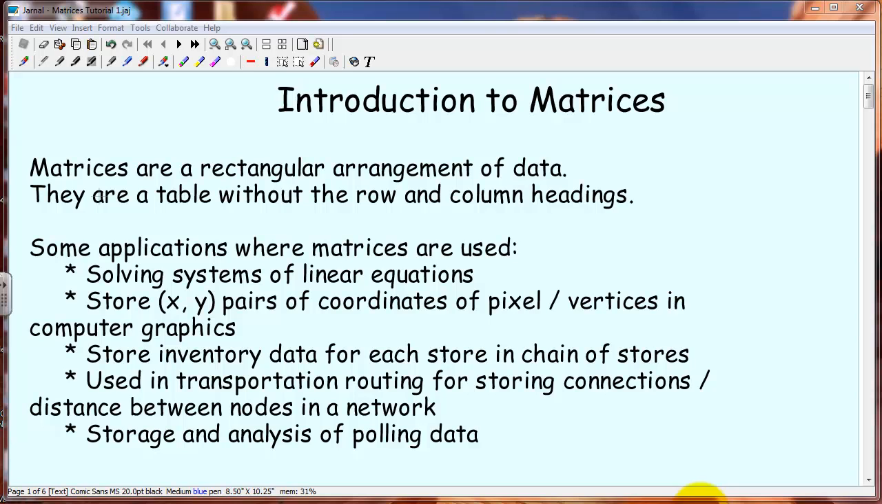And in business they could be used for storing inventory data. They're also used for, say, routing of shipping for trains or trucks. So they're used in transportation routing and lots of applications. So let's go ahead and talk about what matrices are.